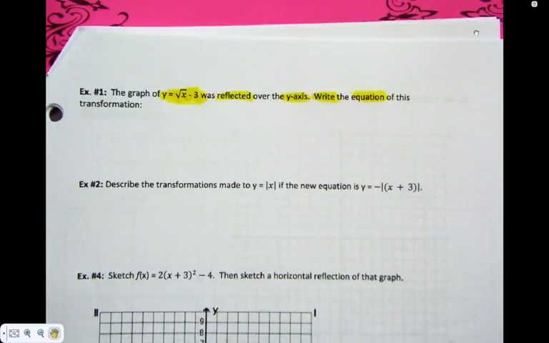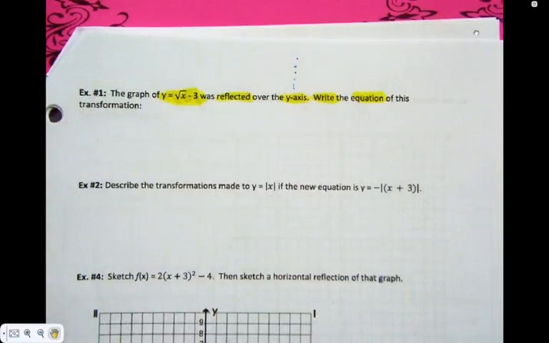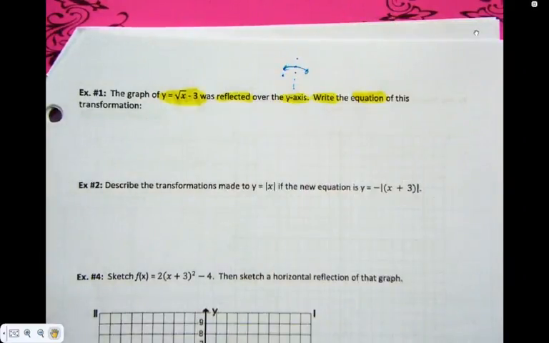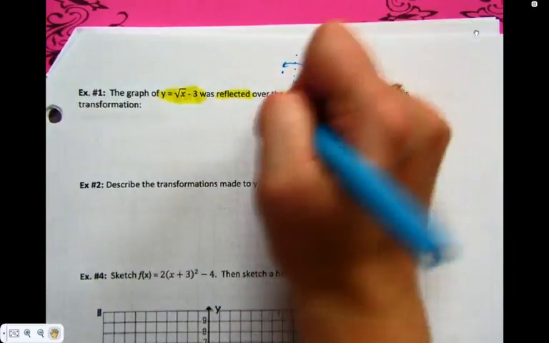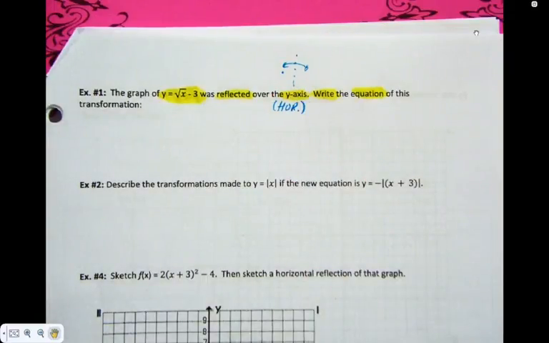And so visual people, what you can do when it says y-axis is actually picture the y-axis. And if I have something on the left and it's going to somewhere on the right, is that horizontal or is that vertical? Is it going up and down or going side to side? That's horizontal. So it's telling you it's horizontal without actually using the word. So over the y-axis means the same as horizontal. It's going from left to right.